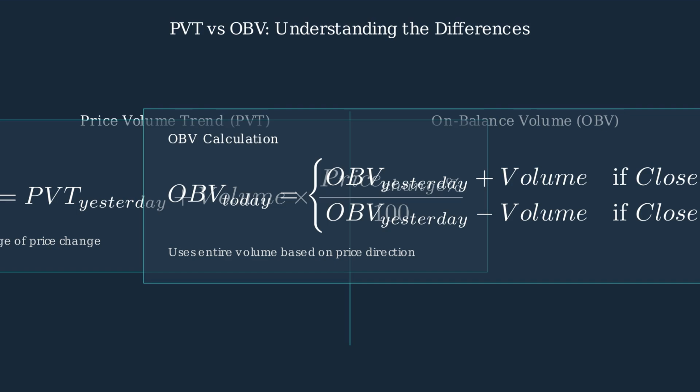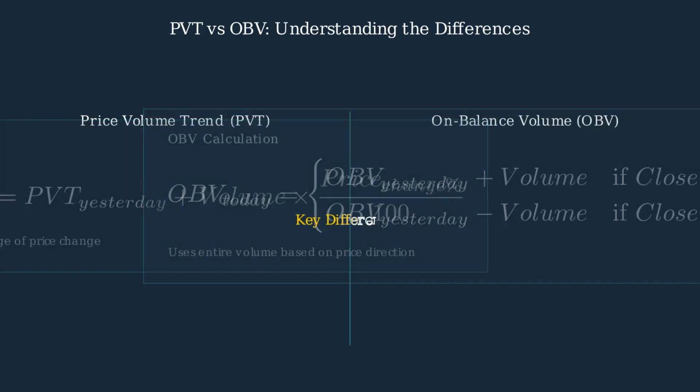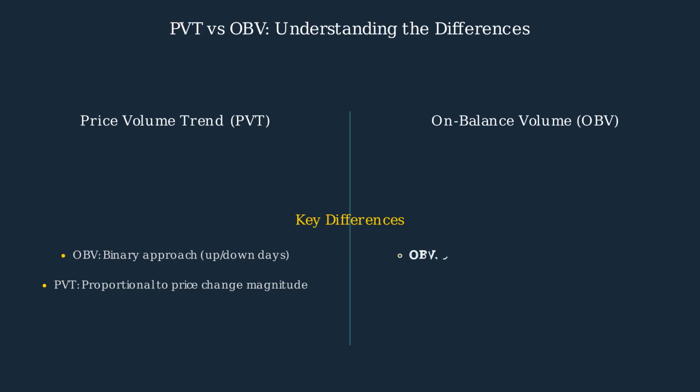On-balance volume adds the entire volume on up days and subtracts the entire volume on down days, regardless of how much the price changed. Price-volume trend, however, multiplies the volume by the percentage of price change, making it more sensitive to the magnitude of price movements. This fundamental difference creates several important distinctions between the two indicators.